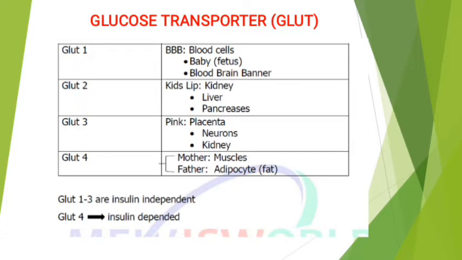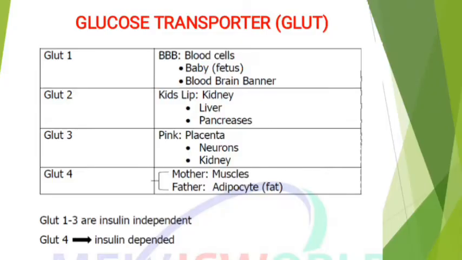GLUT1, you can find it on blood cells. You can find GLUT1 on the surface of fetal cell membranes. You can find GLUT1 on the blood-brain barrier. GLUT2, you can find in kidney, liver, pancreas. GLUT3, you can find in placenta, neurons, kidney. Then GLUT4, muscles and adipocytes.